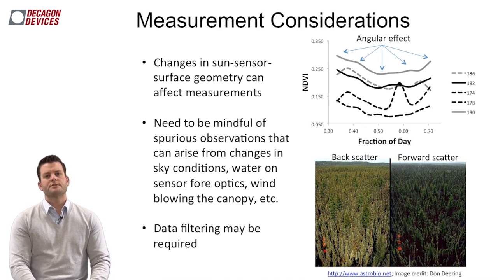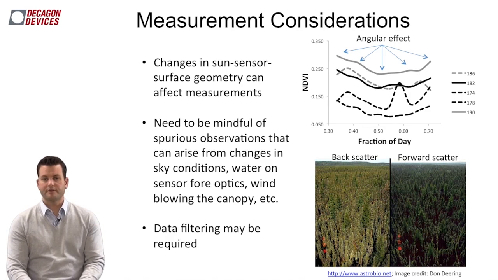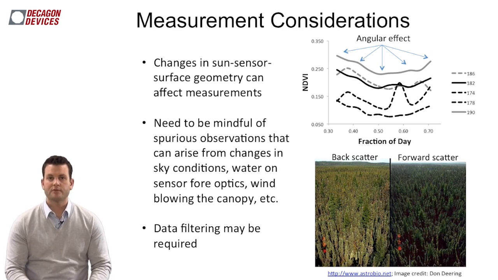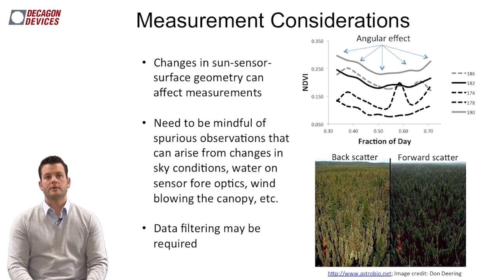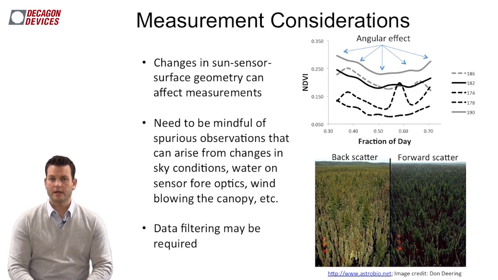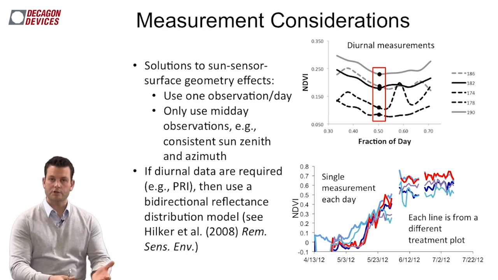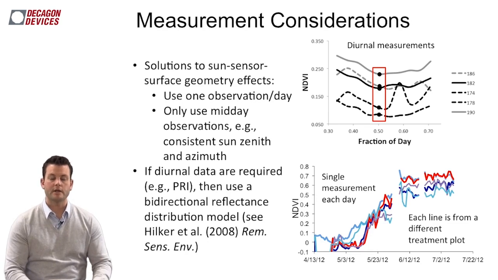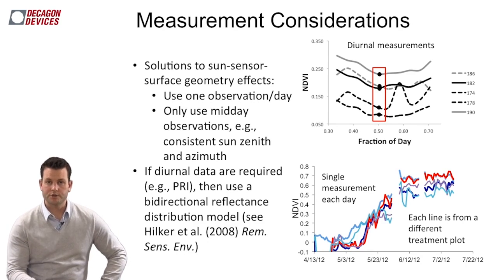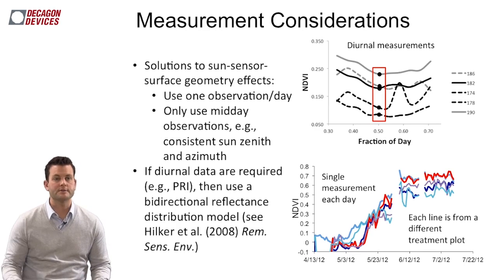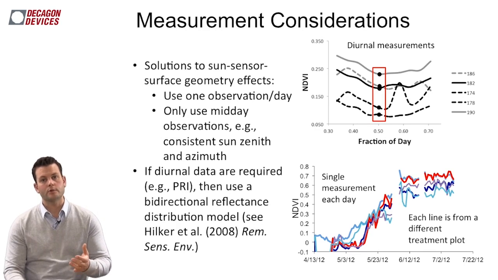One of the solutions to the sun-sensor-surface geometry effect that I described on the previous slide is to just use one observation per day. This usually works pretty well with the NDVI, simply because the NDVI is looking at structurally related variables, like leaf area index, that aren't going to change much over the course of a day, but will change from day to day or across weeks and months. So if that's the focus, then daily resolution is really all that's required.